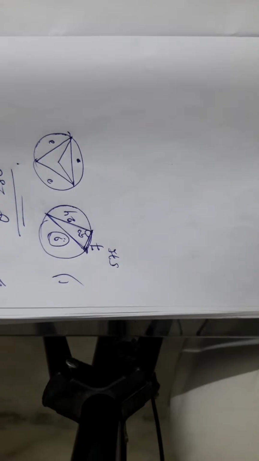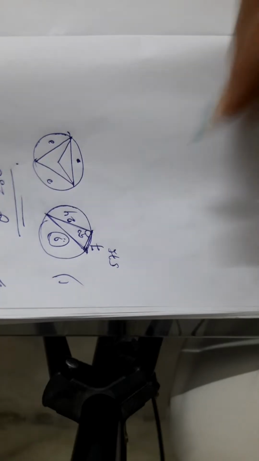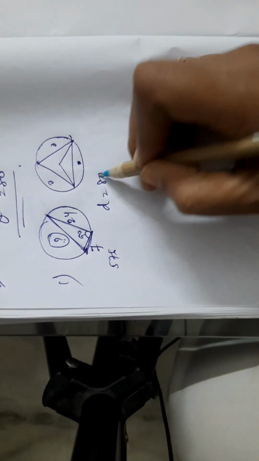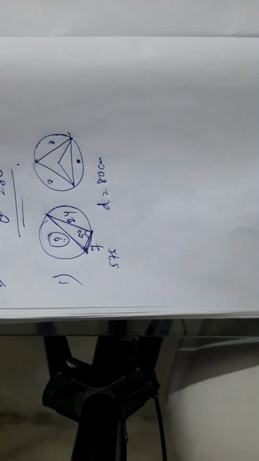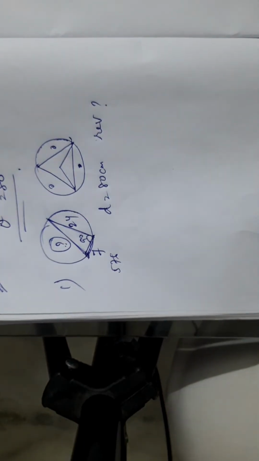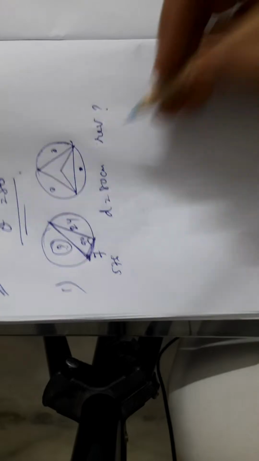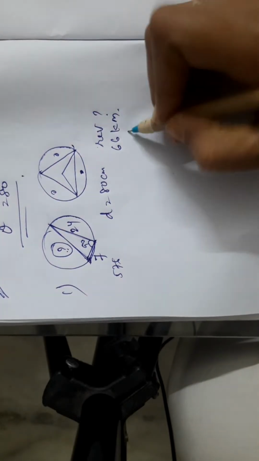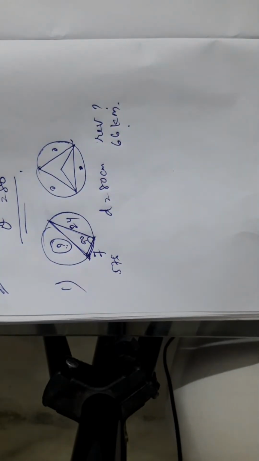Here you need to find the shaded part. And one more question was there, which I already explained, if you remember. The wheel of a car has a diameter of 80 centimeter. Diameter is given as 80 centimeter. How many complete revolutions do you need to find out to cover 66 kilometer? So let's start with these questions now.